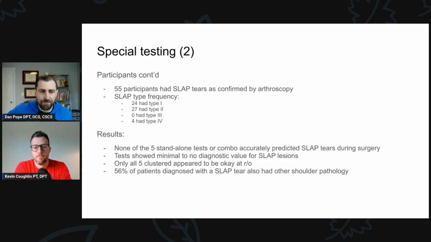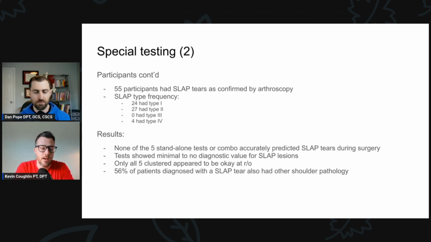After they went through all that clinical procedure, there were 55 participants who had SLAP tears confirmed from the arthroscopy. Just when they were diving into this to figure out a little additional information on frequency, we talk about in PT that we probably see type 2 SLAP tears most frequently. So in this study, 24 of the 55 had a type 1 SLAP tear, 27 had a type 2 SLAP tear, 0 had type 3, and 4 had a type 4 SLAP tear.